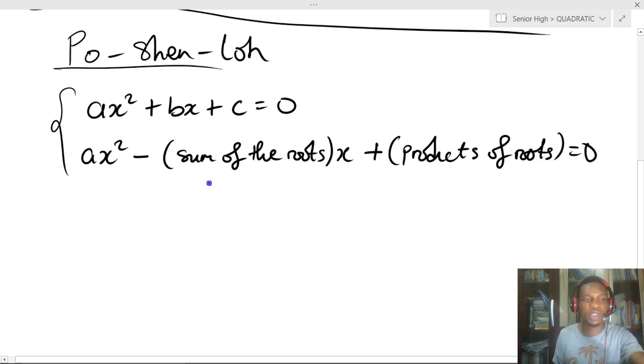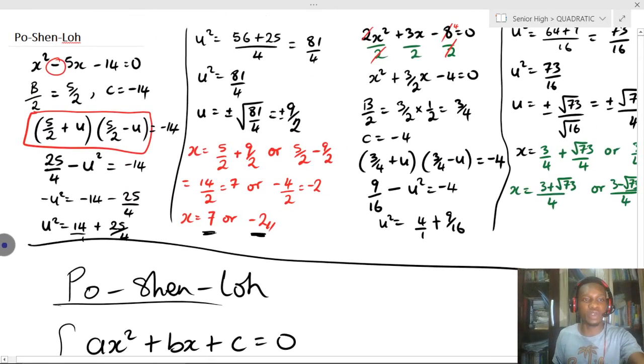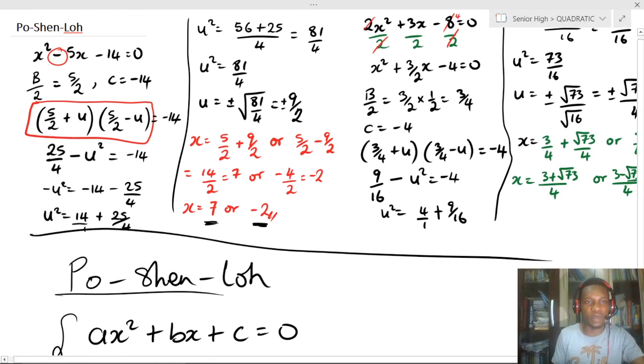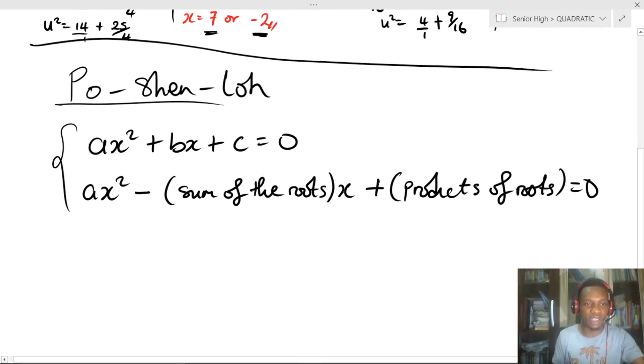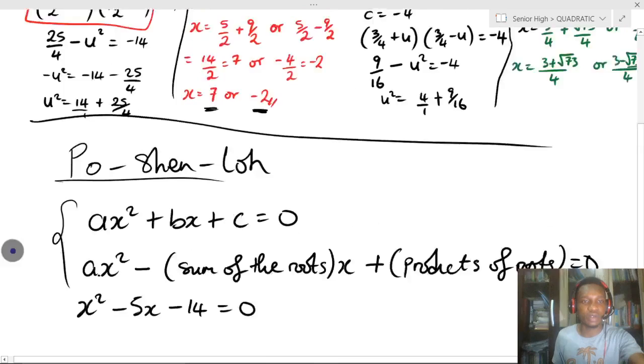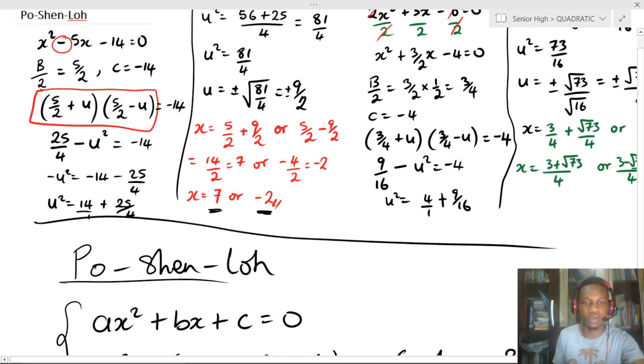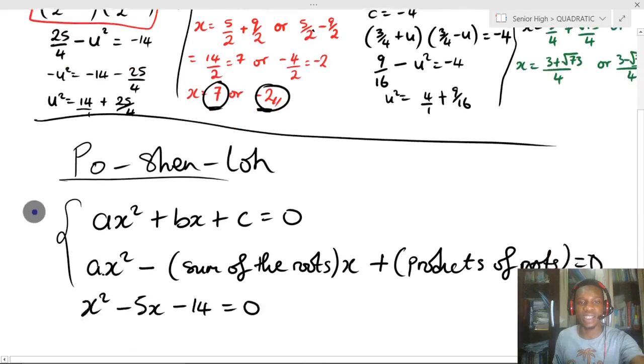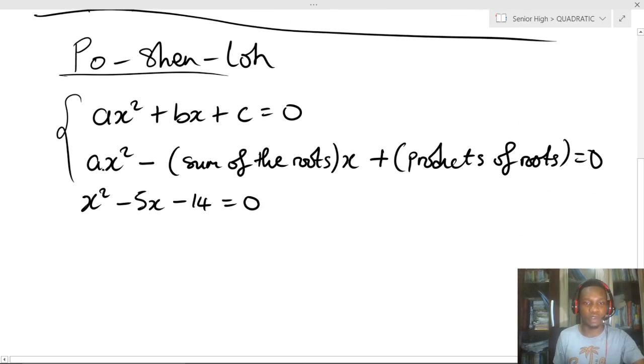Let me give an example. Let's take one of the things we've solved already: x squared minus 5x minus 14 equals 0. The roots we got, which you can see me circling, were 7 and minus 2. So let's write them out here: 7 and minus 2.